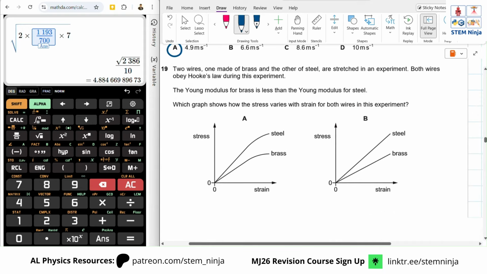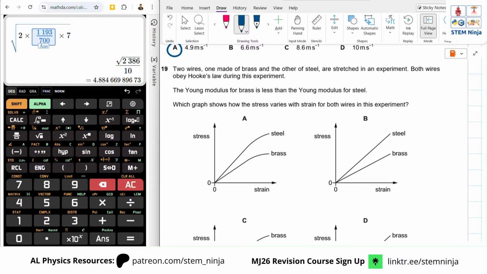All right, so two wires, one made of brass, the other of steel, are stretched in an experiment. Both wires obey Hooke's law during the experiment. So Hooke's law just simply means that your force and extension are directly proportional. That means straight line. The Young modulus for the brass is less than the Young modulus for steel. Which graph shows how the stress varies with strain for both wires in this experiment?